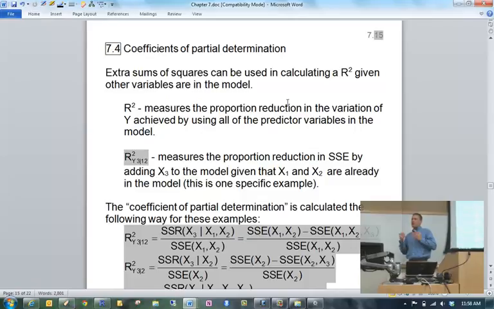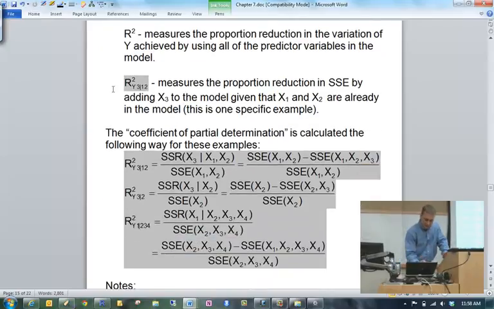Now, what we've been just talking about in this particular chapter are measures that are somewhat similar. These SSR measures. SSR of x2 given x1 says, given x1 is in the model, how much are my sums of square errors going down if I include x2? So you might think, maybe I could come up with an R squared like measure that gives me a proportional reduction in variability. And in fact, that's what we can do with the coefficient of partial determination.